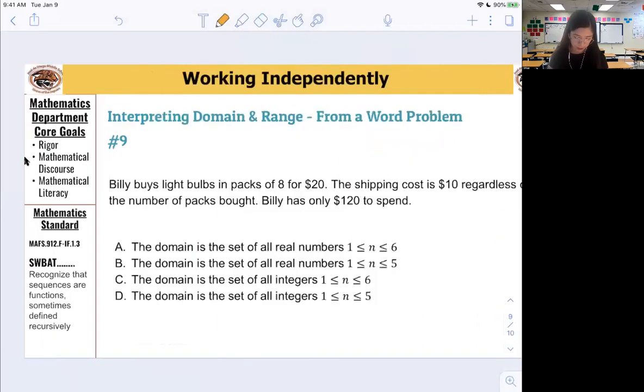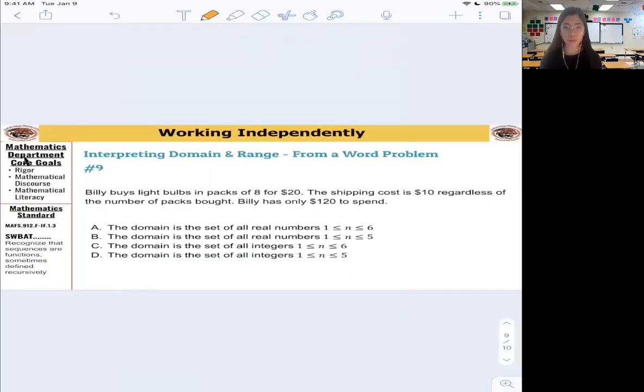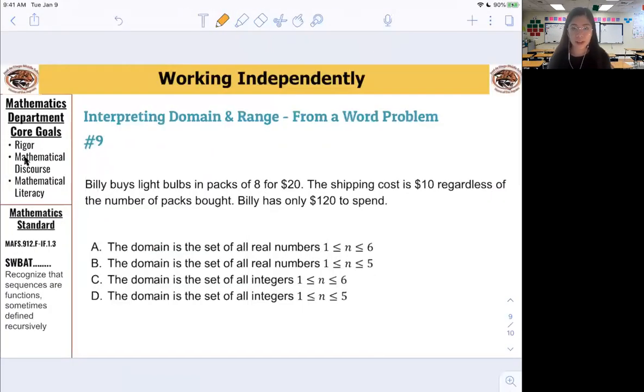Moving right along to number 9. Again, we're talking about domain here. And with domain, remember, domain is the input values. So when you have a word problem like this one, you're always going to have to think to yourself, what is my input and what is my output? So let me go ahead and read.